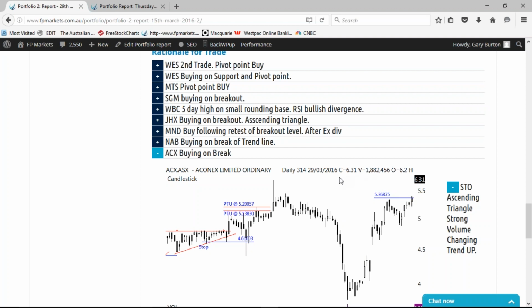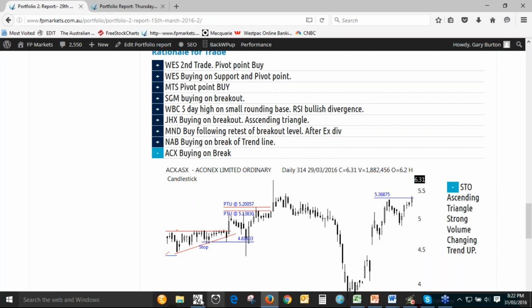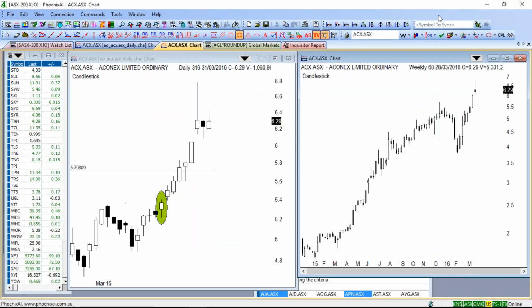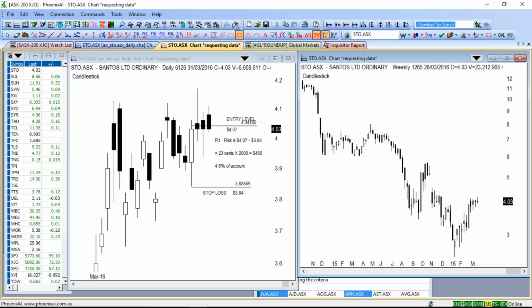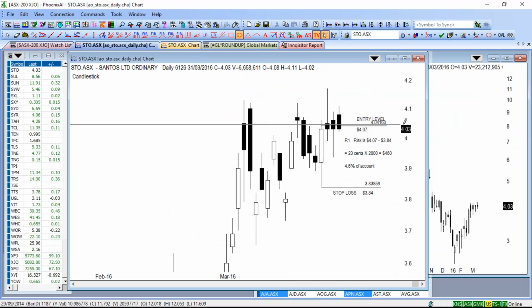Now I'll come back to this in my chart here. The Santos one, I just want to go through the Santos example again just to show you what this looks like in the thinking.